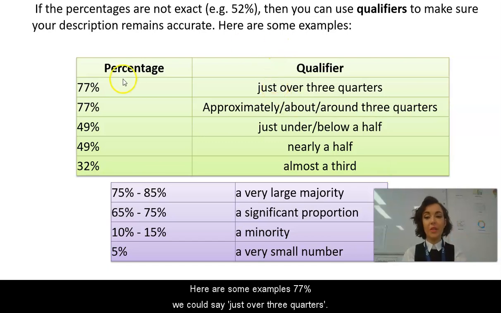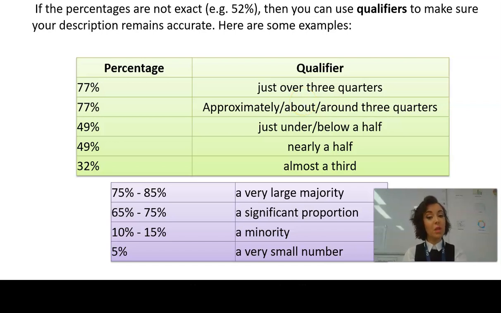Here are some examples. So 77%, we could say just over 3/4, but we could also say approximately, about, around 3/4. So both of those are acceptable. If the number was 49% or 48%, we could say just under or just below a half, or nearly a half. 32% would be almost a third, because it's almost 33%, but not exactly.